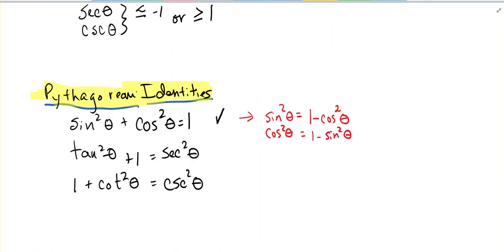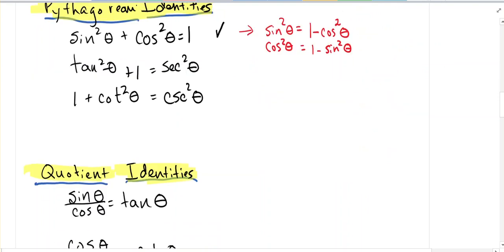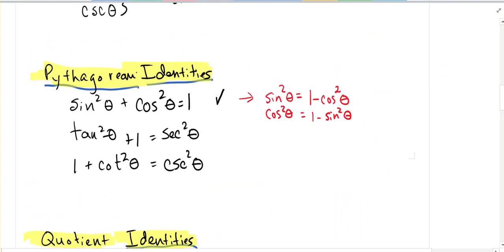So now let's look at a few more identities. These are the Pythagorean ones, and they're really important too. Particularly, you'll see this one a lot, but we do need to know these. And so sine squared plus cosine squared equals 1.